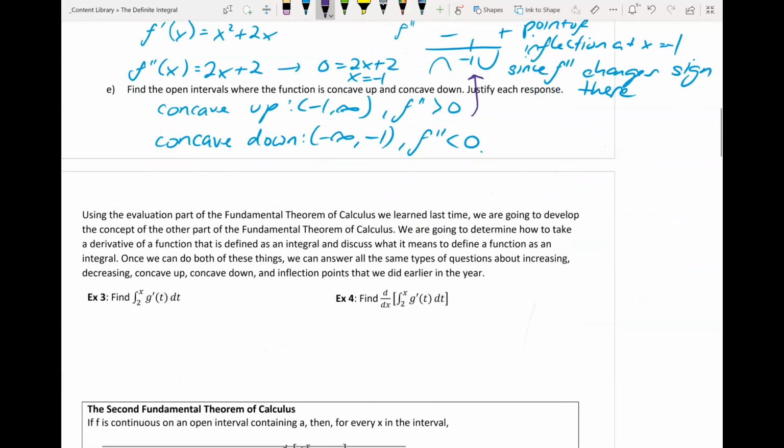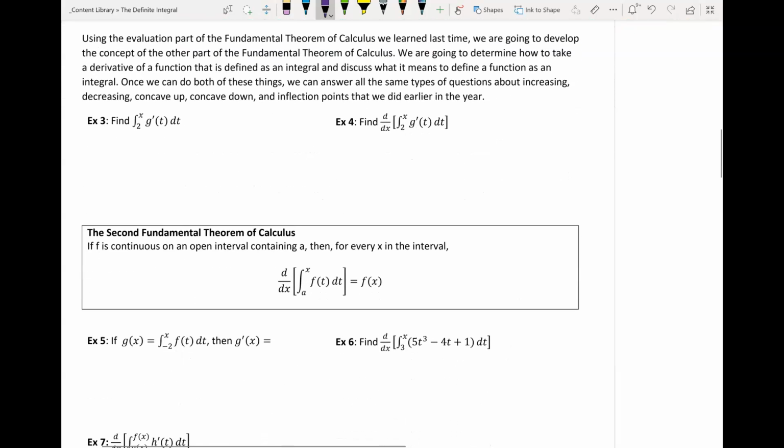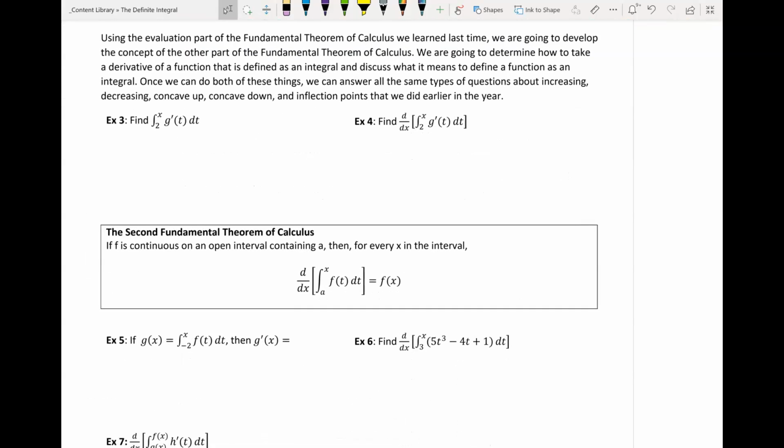All right, so let's tackle something new now. We covered a piece of the fundamental theorem of calculus, but now we're going to develop another part of the fundamental theorem of calculus. We're going to determine how to take a derivative of a function that is defined as an integral and then see what it means to define a function as an integral. And then once we can do that, we can answer questions about increasing and decreasing, concavity and inflection points just like we did before.